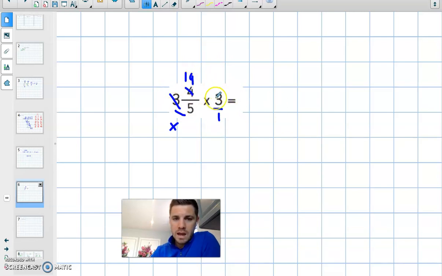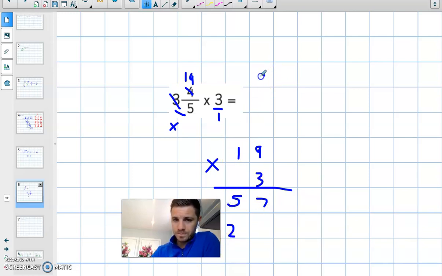So 19 multiplied by 3. Well, you might need to go over here and do a formal method. So 3 times 9 is 27, and then 3 times 1 is 3, plus the 2 is 57. So you've got 57 over 5 times 1, which is 5.